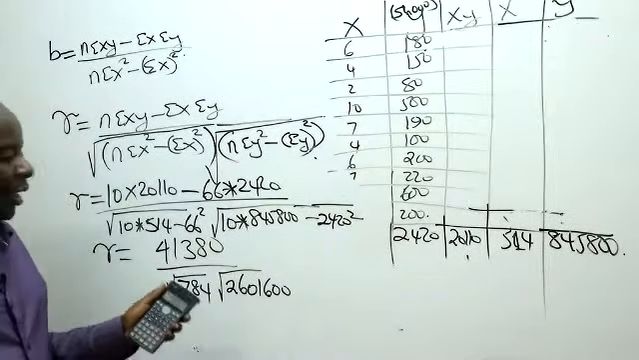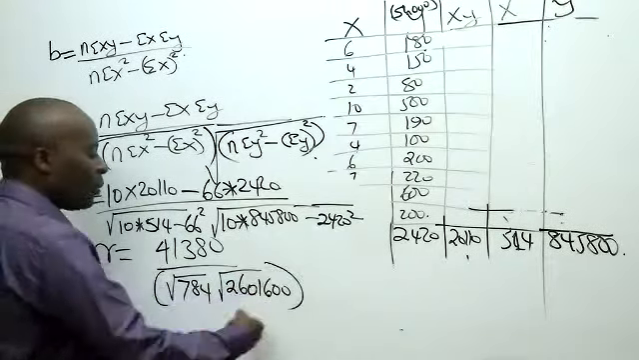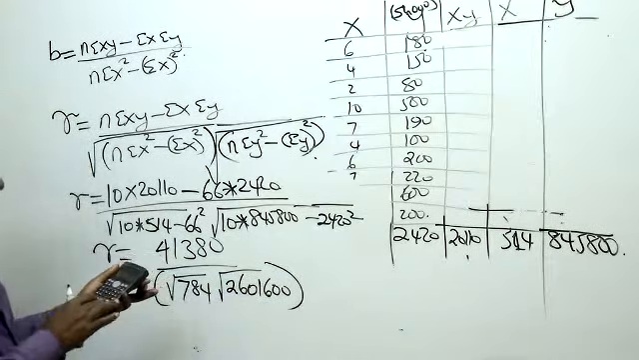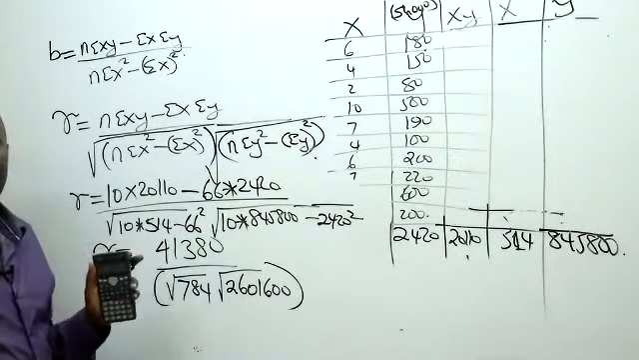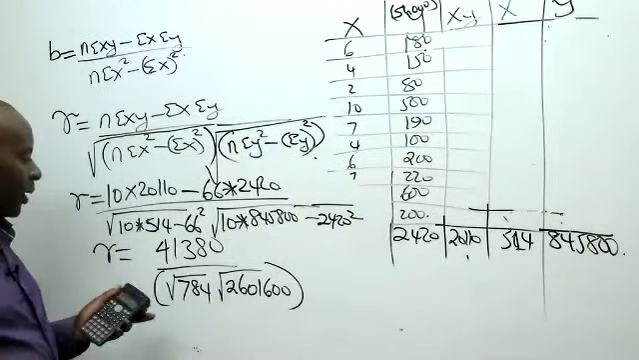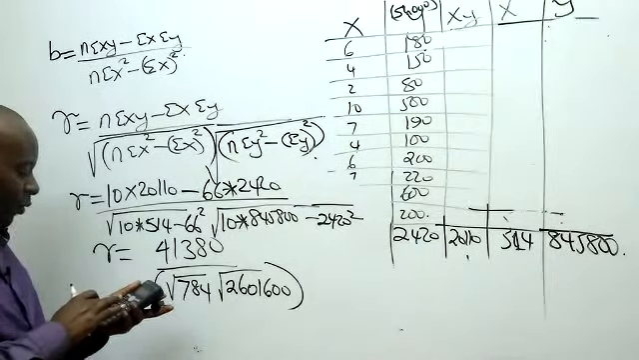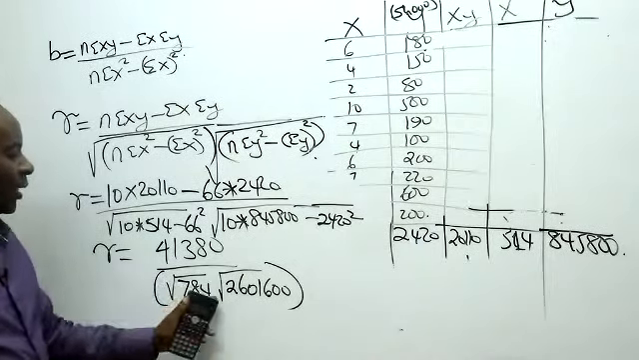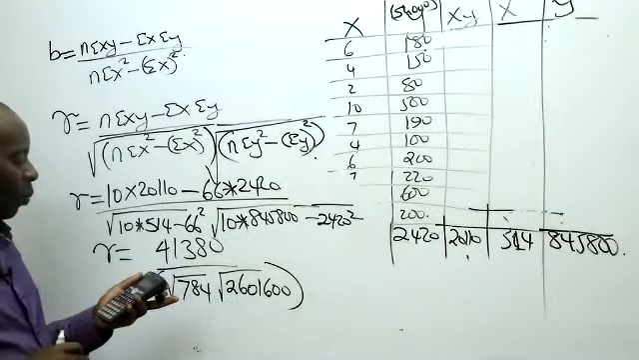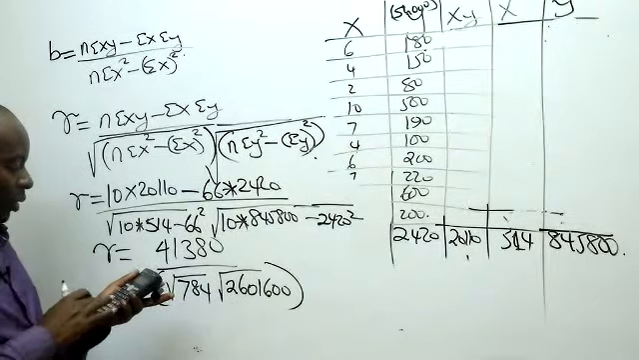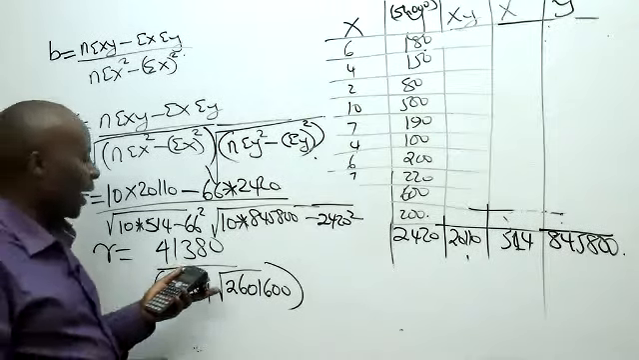26,01600, isn't it? Now from there, I'll use my experience of working with brackets. So I'll take 41,380 divided by open brackets for the denominator. What do we have here? The first one is the square root of 784 times another square root of 260,1600. You close the bracket like that. You should be able to get R of 0.916.